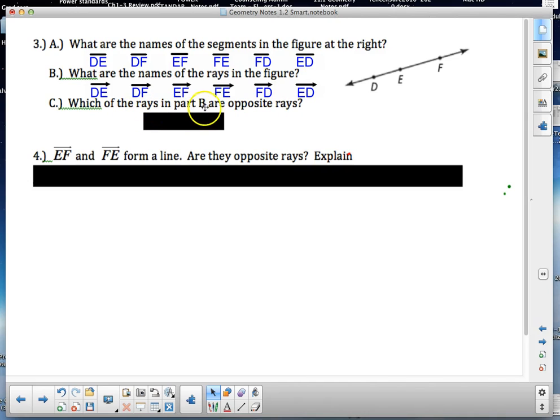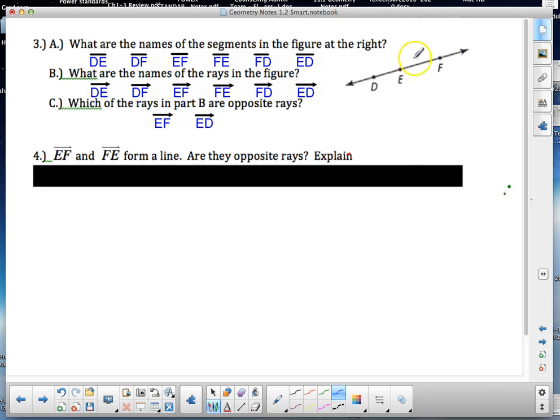Which of the rays in part B are opposite rays? So I'm really looking for two rays that have the same terminal or starting point. Okay, EF and ED are opposite rays, and those are the only opposite rays I have, because they share a common point and nothing else, and they go opposite directions to make a line. Ray EF and ray FE form a line, because ray EF does this.